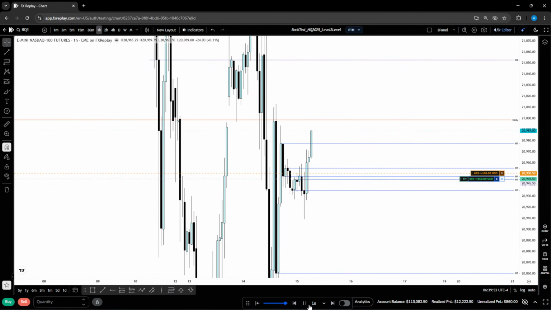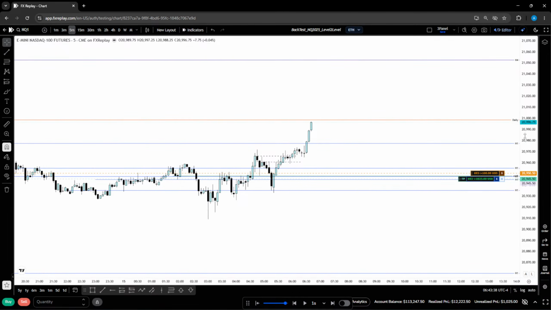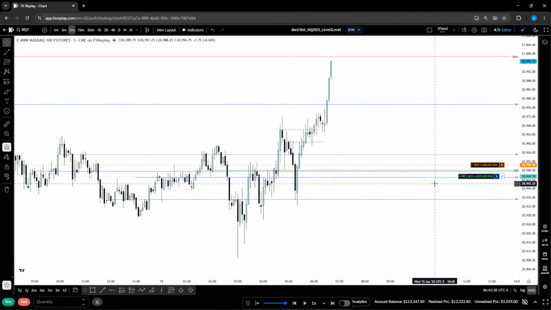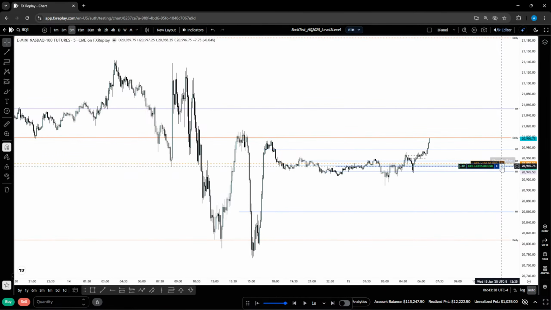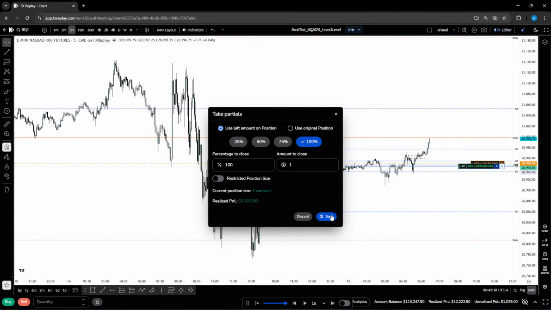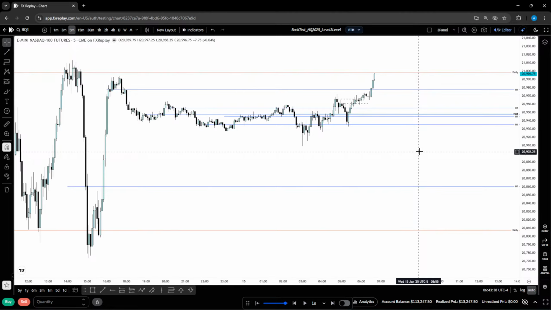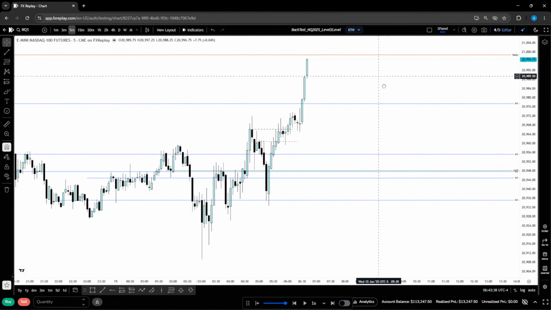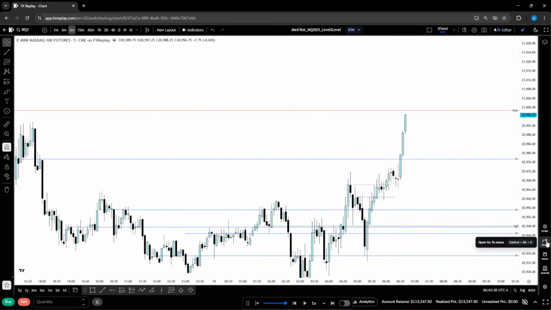The next one is going to be this guy. Alright, so this should be more than enough to close the trade. The daily can push us back down. And then we clean the chart a little bit, and then we go to our New York session.